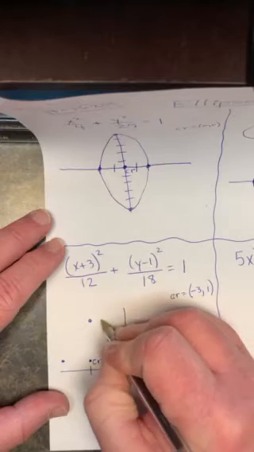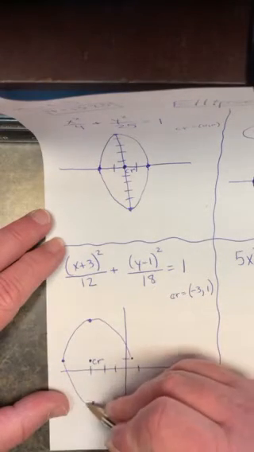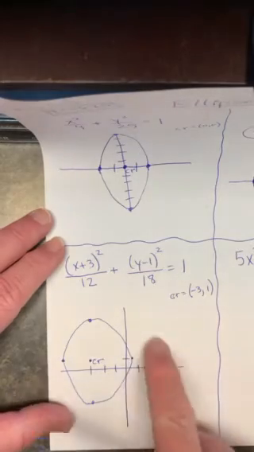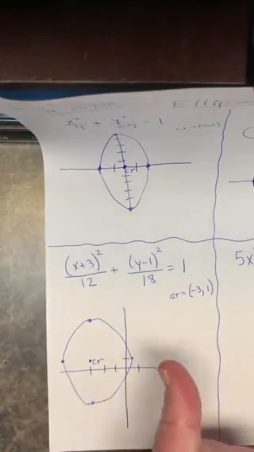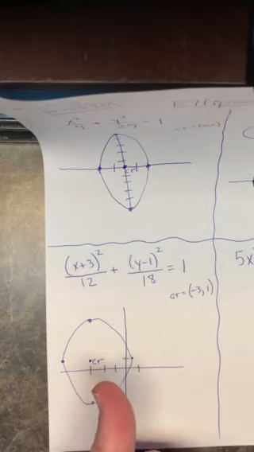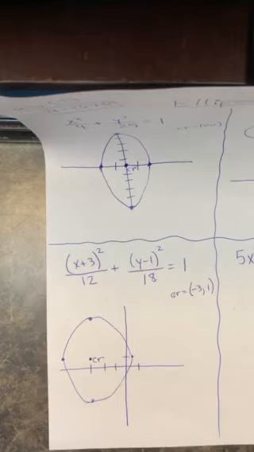And now draw my ellipse. Since the bigger number is under the y squared, it's elongated up and down, and we got a big vertical ellipse, elongated up and down, situated on the left of the y-axis, okay?